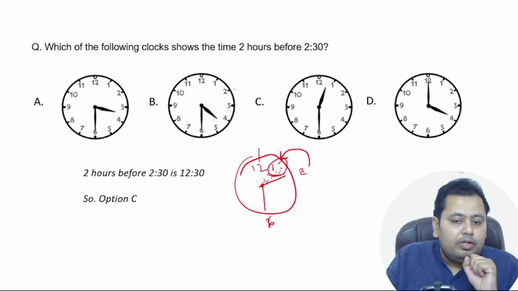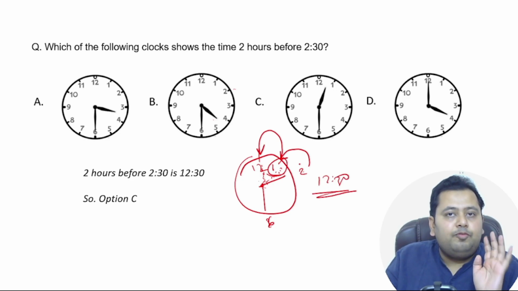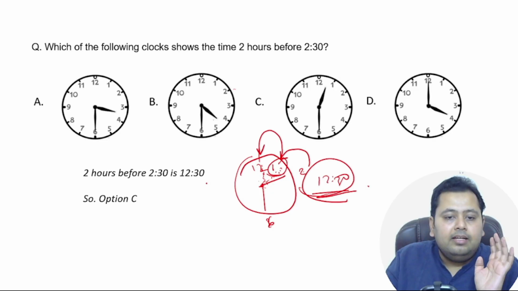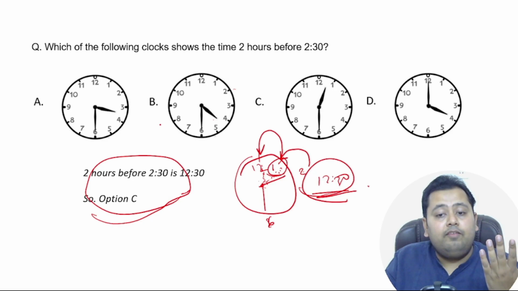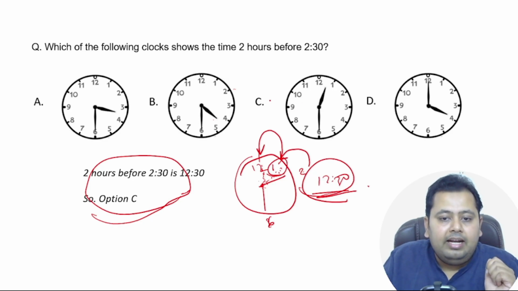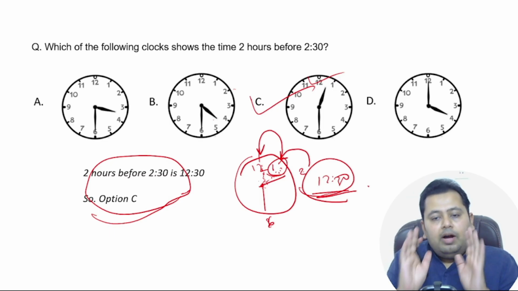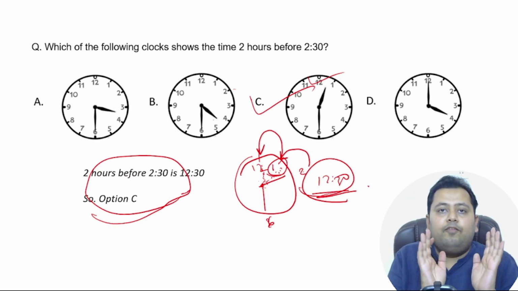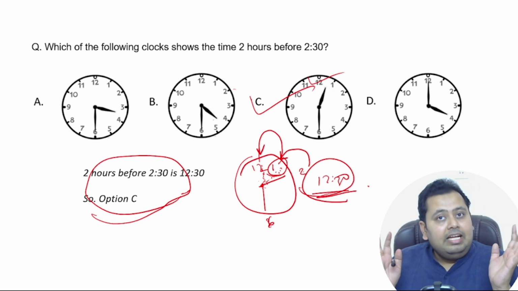And again, if you take from 1:30 another hour back, the hour hand would be something like this, pointing towards 12. That would be nothing but 12:30, right? So 2 hours before 2:30 is nothing but 12:30. Now you have to look at the clocks and see which clock shows 12:30, and it is going to be option C. In option C, you can find that the hour hand is between 12 and 1, so it is 12:30 p.m.